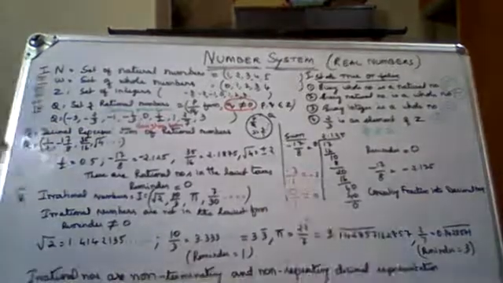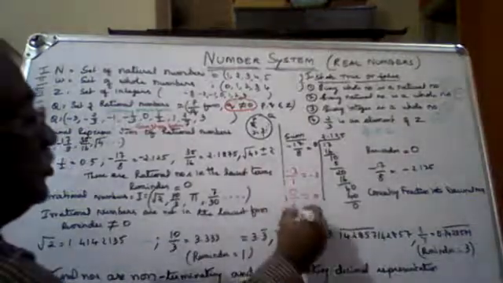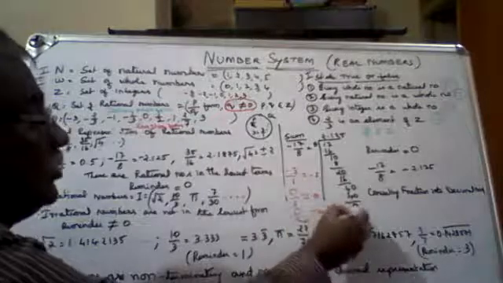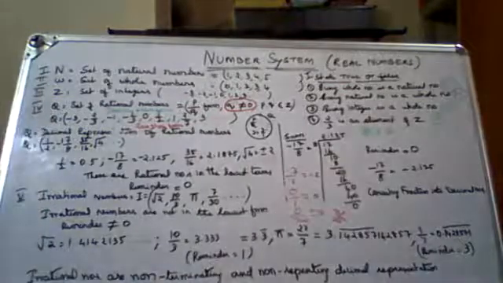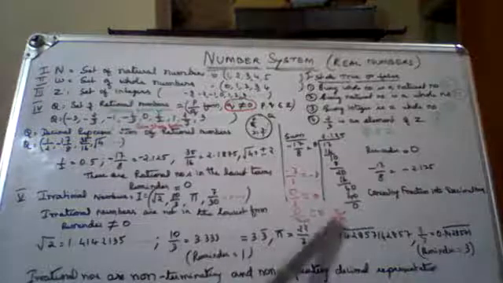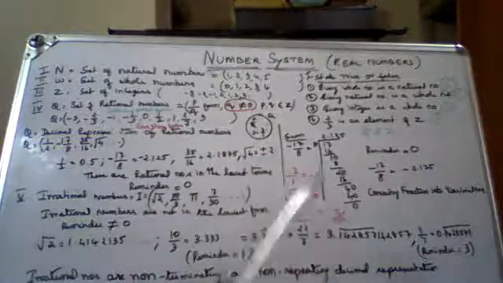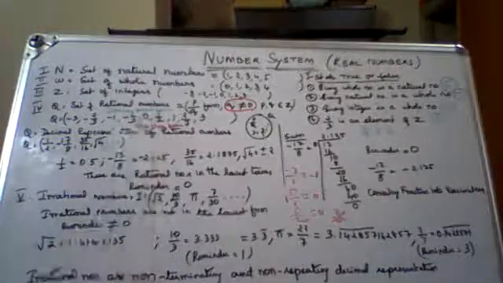Look here. 0 by 2 is also 0. But you can't write 2 by 0. This is not allowed, that's called infinity. 0 should not come in the denominator. Q should not be 0. The denominator should not be 0. 0 by 2 is 0. You got it?